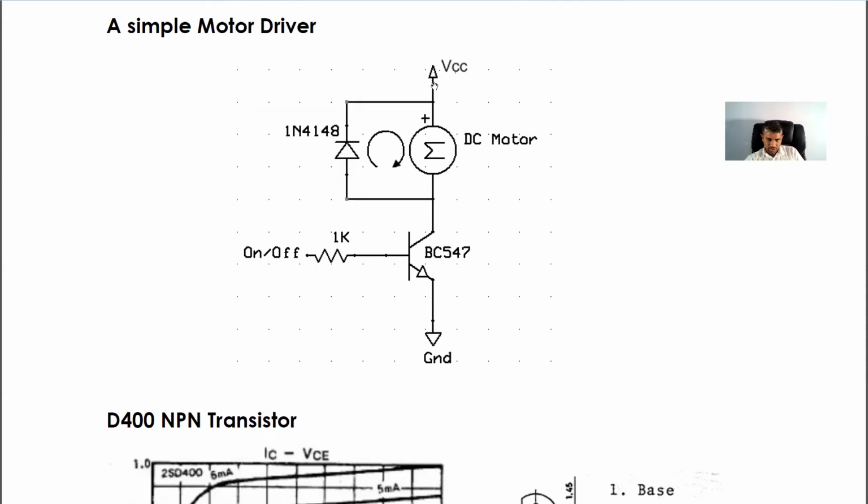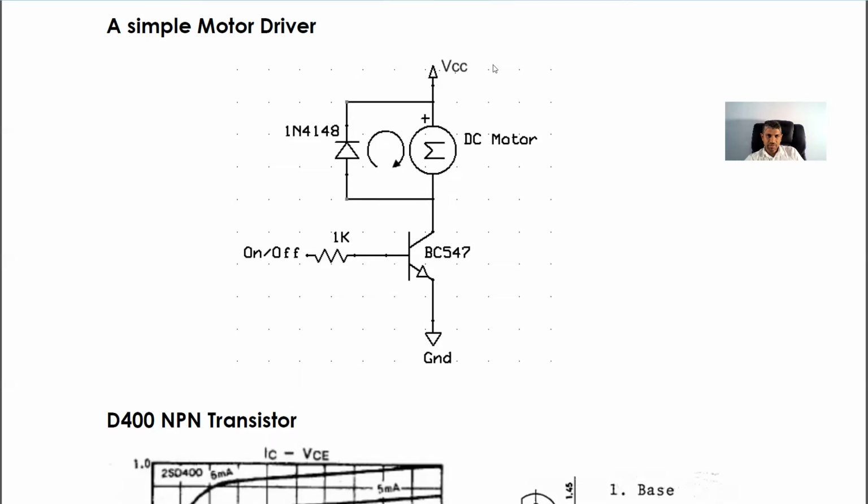Right? Let's say you have turned your motor on by providing some supply here. When you turn it off, the motor will still rotate. The motor rotating means there will still be a current flow. Still there will be a current flow through the motor.